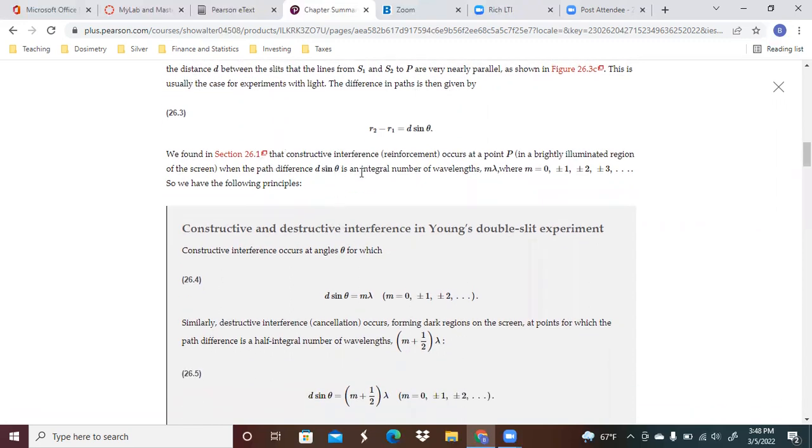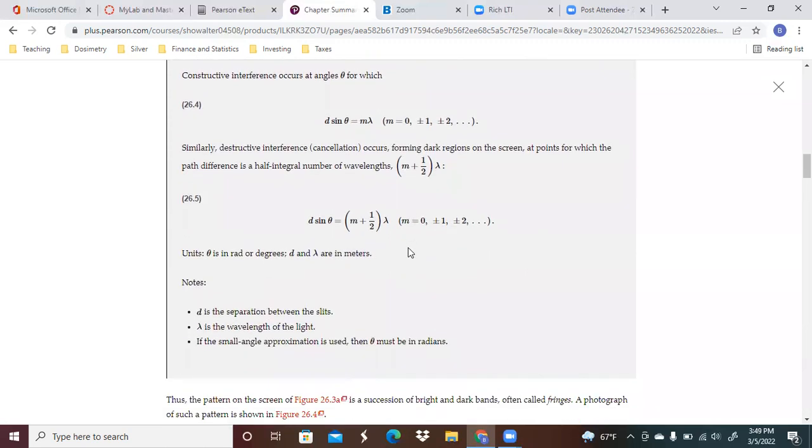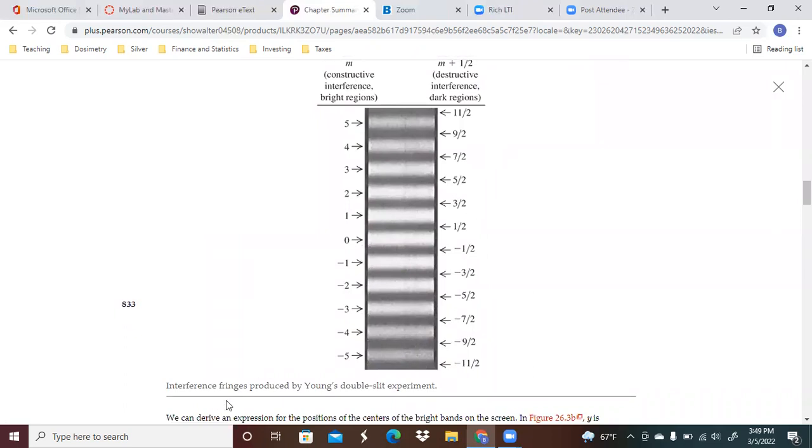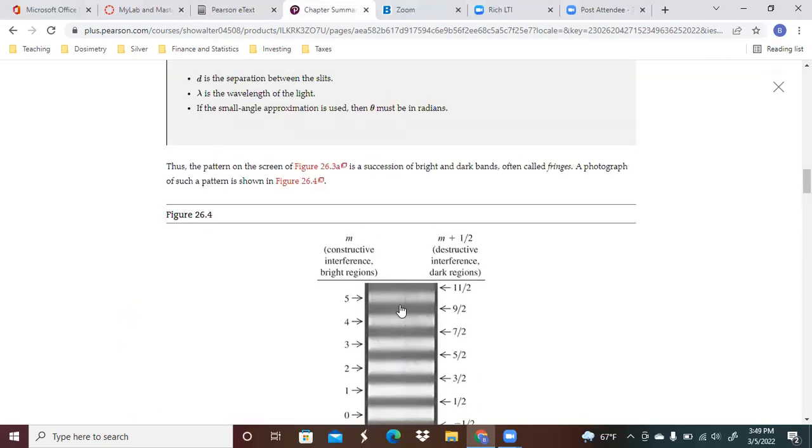So we found in section 26.1 that the constructive interference or reinforcement occurs at point P, where the path length difference is an integral number of wavelengths. So again, you can see that the bright spots are going to be where this is true. The dark spots on the screen are going to be where this is true. And you can see the interference fringes produced by Young's double slit experiment. You can see here the bright spots, 1, 2, 3, 4, 5, although you can see that it does begin to darken a little bit as you go further out. And then you can see the dark spots here when you're half a wavelength apart.